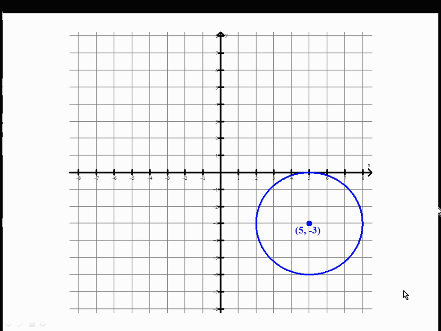Okay, now again, in my math lab, you would actually pick the little icon that says circle, and you would plot your center, and then move out your radius and click, and then there would be the circle drawn for you.